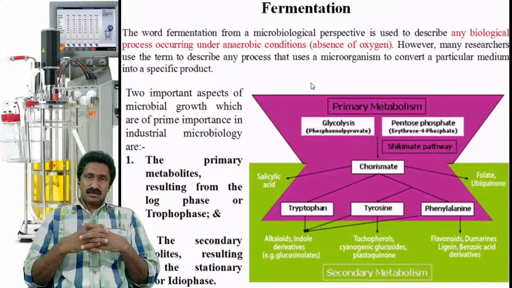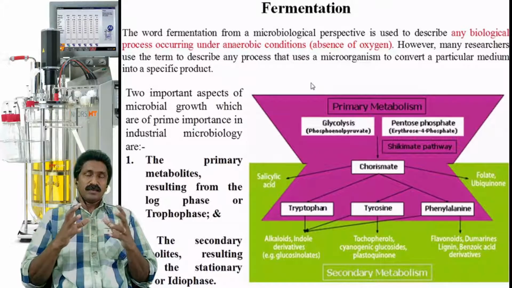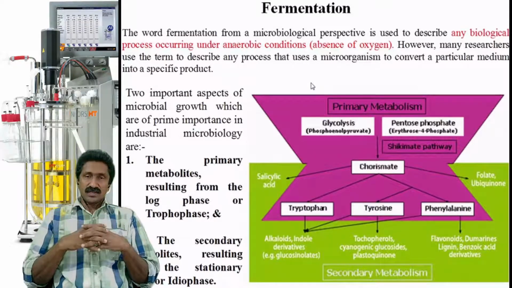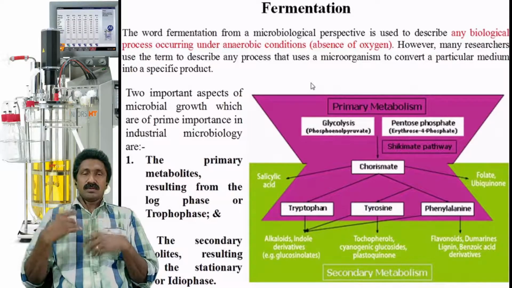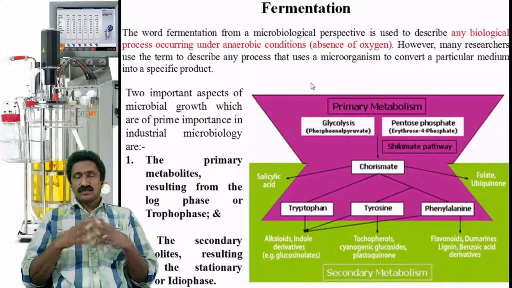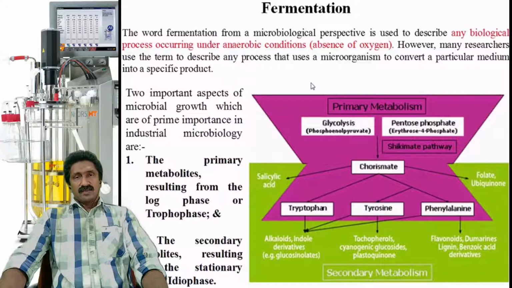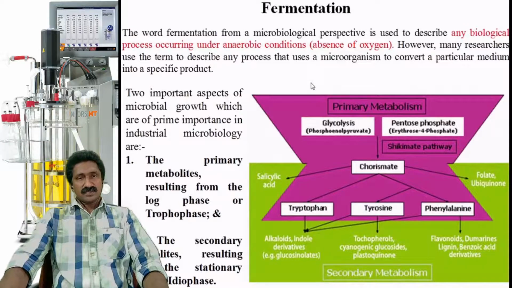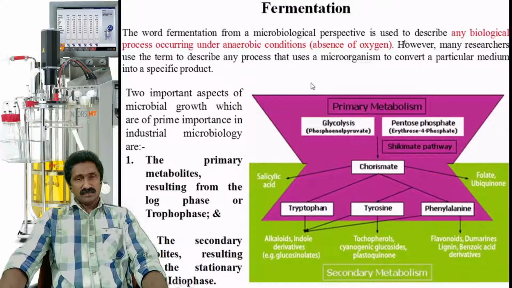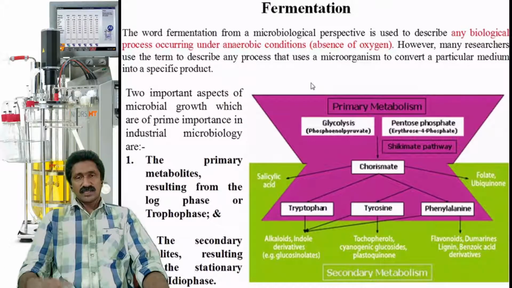Secondary metabolites are not that much required for the optimal maintenance or growth of the cell, but they are produced only at a later stage, like the stationary phase or idiophase. We will be discussing that in detail later. In the fifth unit, we'll discuss the production of these primary and secondary metabolites and their regulation, etc., in detail.